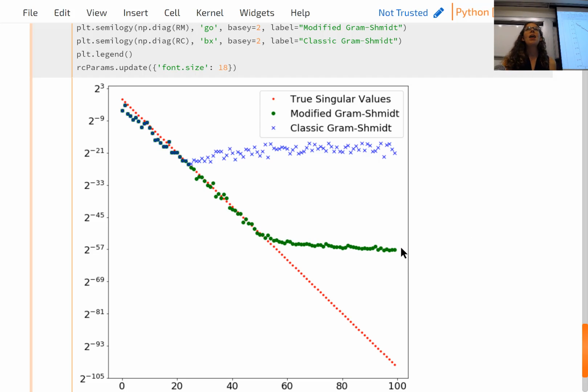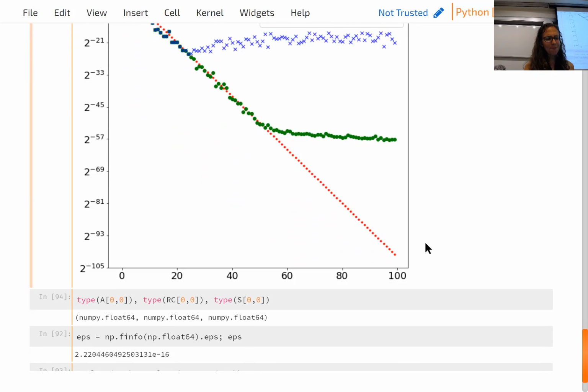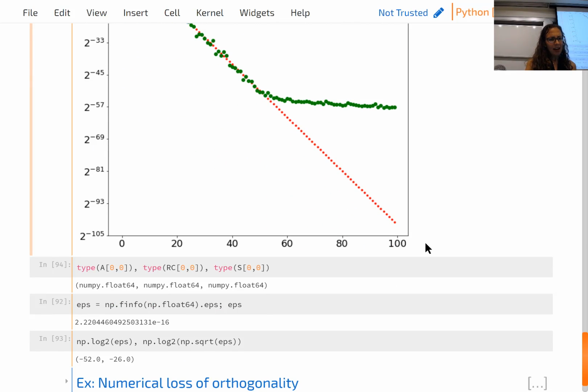Tim? Why does it look like it levels around 2 to the negative 57 as opposed to 2 to the negative 53 for that? Is that just the way the axes ended up? I'm not fully sure about that. It was close enough that I thought this seems right on. But I don't know why it's not perfect. Okay, thank you. Good question.